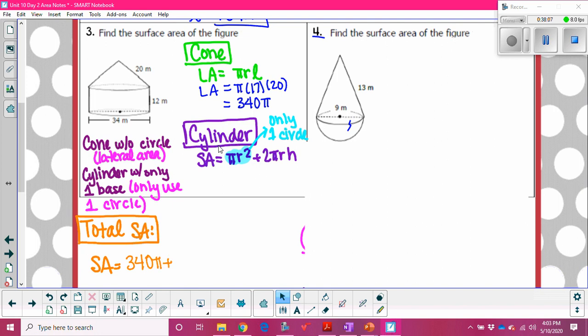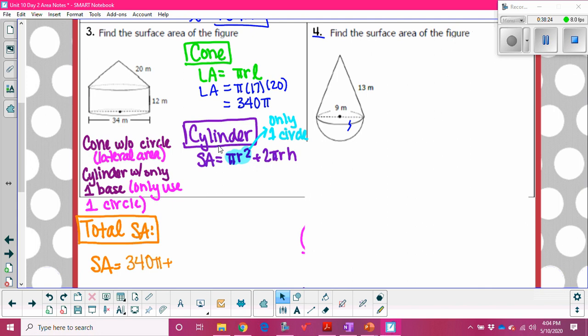Okay, then I need to find the surface area of this cylinder minus one of the circles. So I'm just going to use one circle. I'm going to use pi r squared plus 2 times pi times radius times the height, which remember is the distance between the 2 bases, which are the circles.